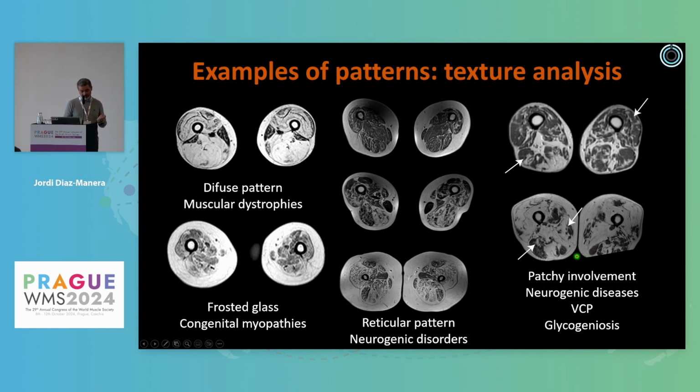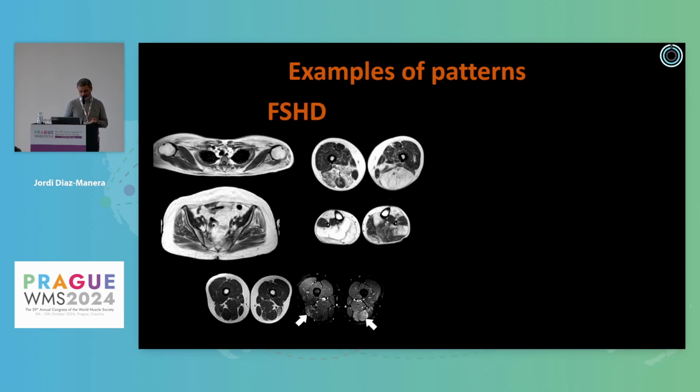And then there is another pattern, what we call the patchy involvement, which is also seen in patients with neurogenic diseases, where you have these big islands of muscle that are substituted by fat and areas that are completely normal. And this patchy involvement is seen, as I said, in neurogenic diseases, but also in other myopathies like valosin-containing protein disease, or also in some glycogenoses.